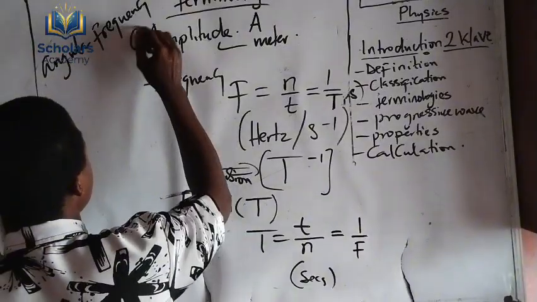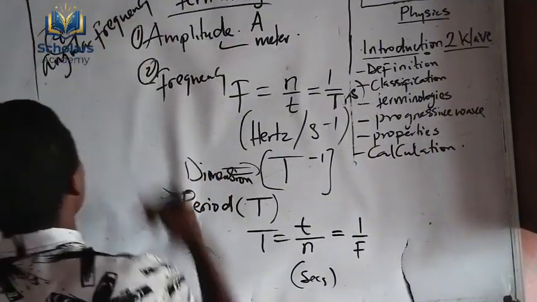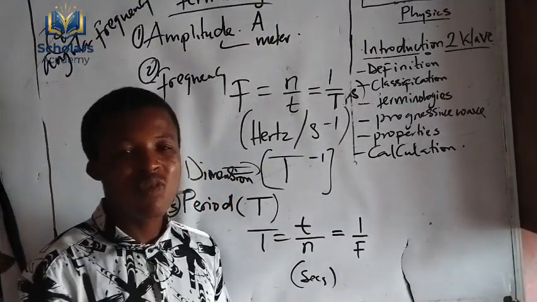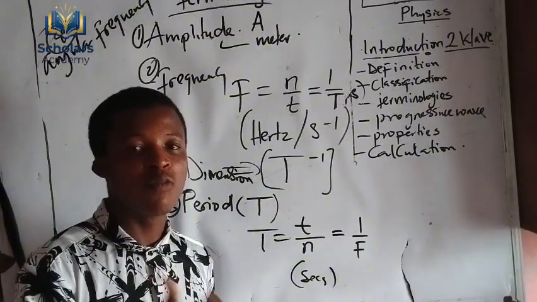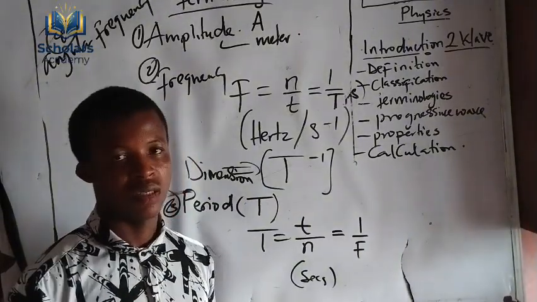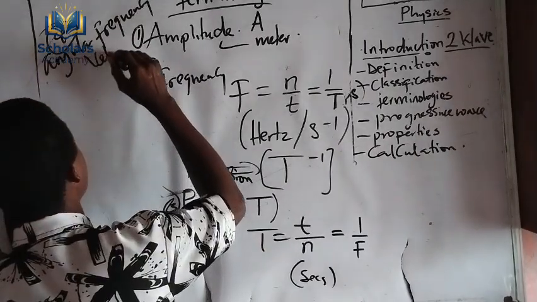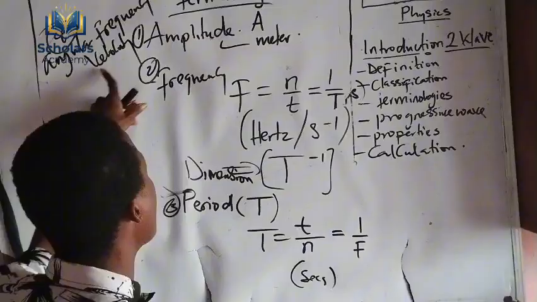So the next thing we talk about is angular frequency. So this is 1, this is 2, and this is 3. So 4, angular frequency. Angular frequency relates to the angular displacement. Are you with me? Let me just say it is the rate of change of angular displacement. That's what we call angular frequency. And it's also the same thing as angular velocity. So we call it angular frequency or angular velocity.